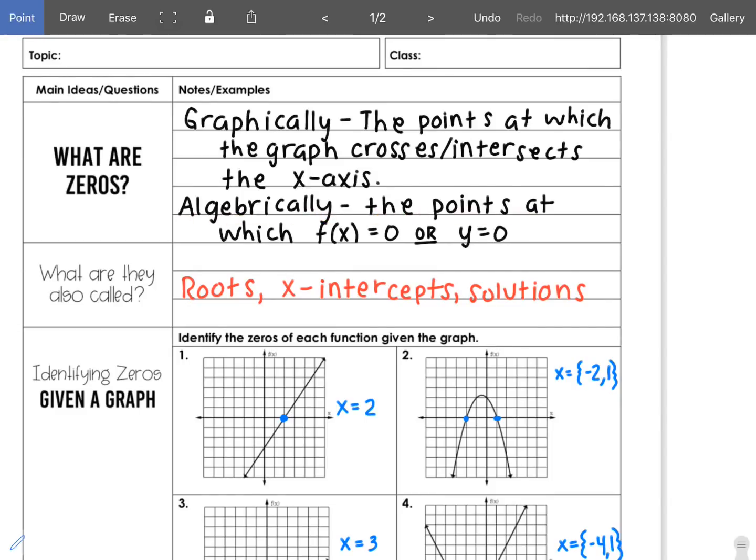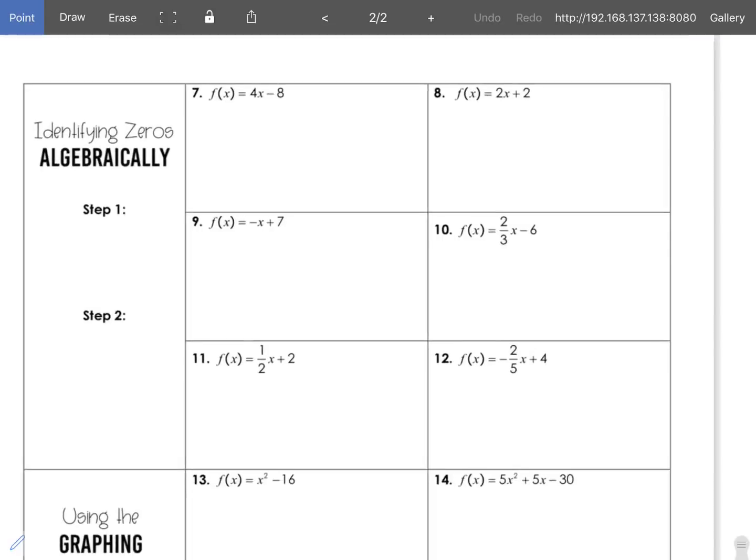It means the points at which f of x equals 0, or remember f of x is the same thing as y equals 0. Okay? So algebraically, it says the points at which y equals 0 or f of x equals 0. So we're going to plug in 0 for y because it says right here, when y equals 0, that's another way to find the zero of the function. So we're going to plug in 0 for y.